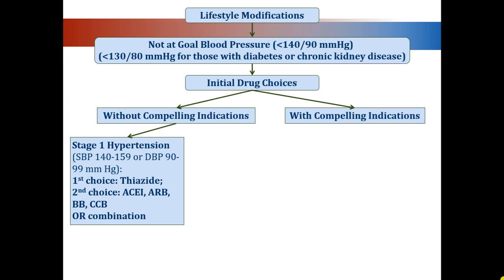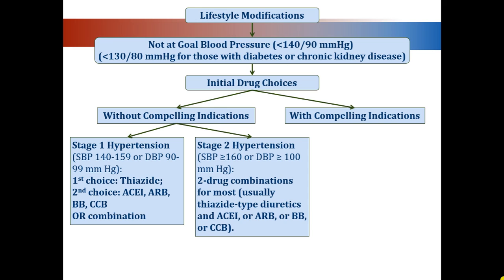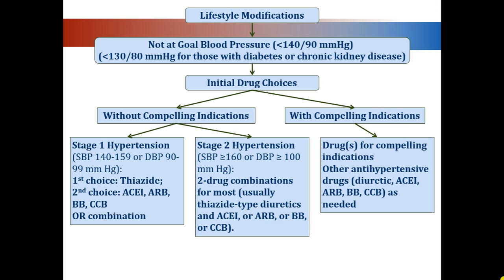Without compelling indications, for stage 1 hypertension, the first choice is thiazide diuretic; the second choice is ACE inhibitors, ARBs, beta blockers or calcium channel blockers. For stage 2 hypertension, a two drug combination is required, usually thiazide with ACE inhibitors or beta blockers or calcium channel blockers. A, B, C, D: ACE inhibitors, beta blockers, calcium channel blockers and diuretics. These are the first line therapy for hypertension. And with compelling indication, you have to choose the drug accordingly.